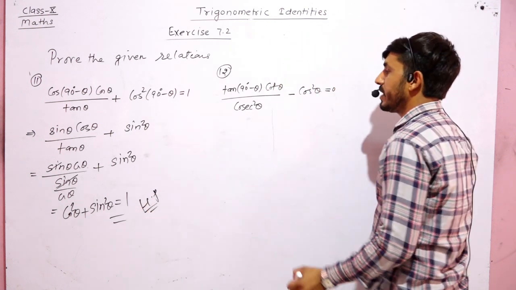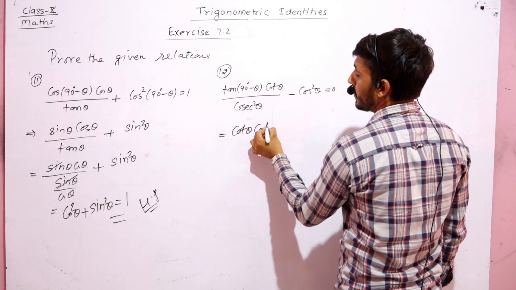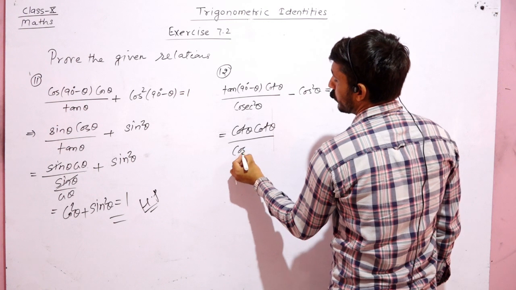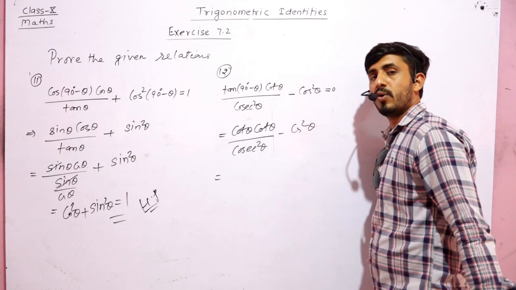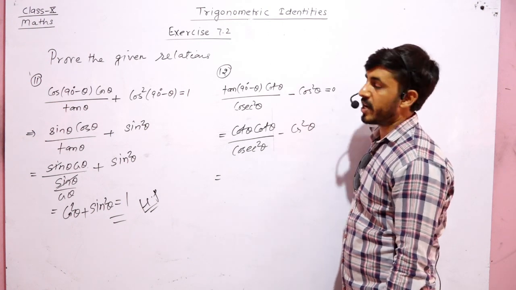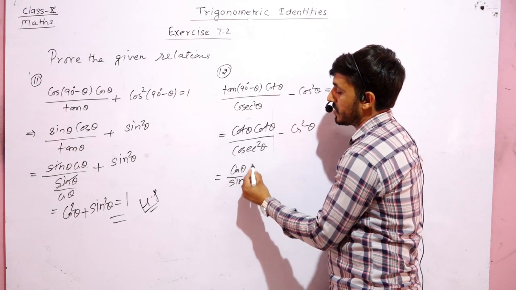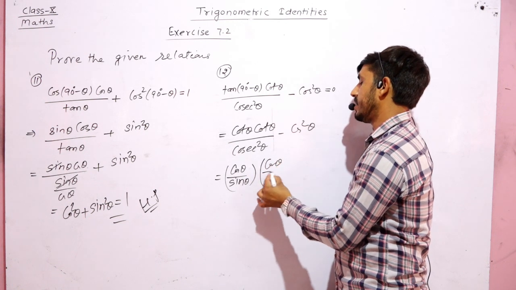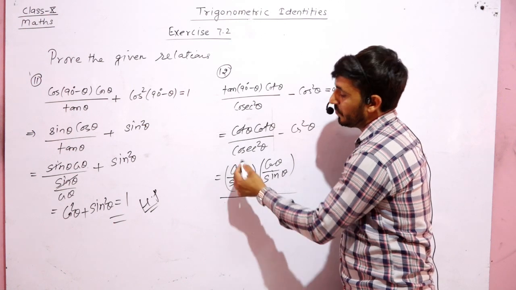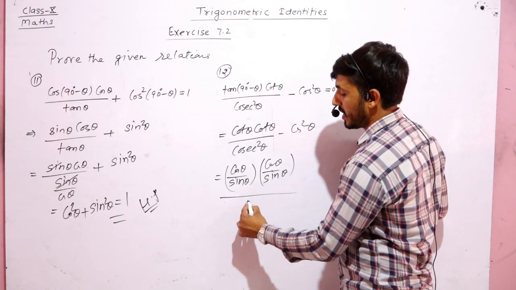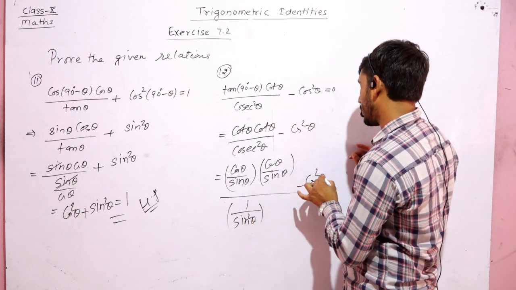The next question we have to solve is tan(90 minus theta), which we can write as cot theta, multiplied by cot theta, divided by cosec square of theta, minus cos square of theta. Now in the next step we have to convert all the given trigonometric ratios in terms of sine and cos. Cot theta can be written as cos theta divided by sine theta. Again here cot theta can be written as cos theta divided by sine theta. In the denominator we can see cosec square, and we can write 1 upon sine square of theta. So now minus cos square theta is given.